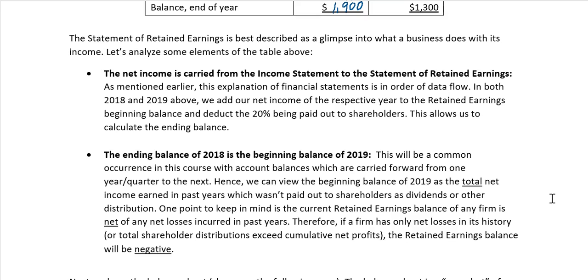Hence, we can view the beginning balance of 2019 as the total net income earned in the past years, which wasn't paid out to shareholders as dividends or other distribution. One point to keep in mind is the current retained earning balance of any firm is net of any losses incurred in past years. So yes, if you only have losses, your retained earning balance can be negative. So it has a debit balance instead of a credit balance. It's negative equity. Therefore, if a firm only has net losses in its history, the retained earning balance will be negative.